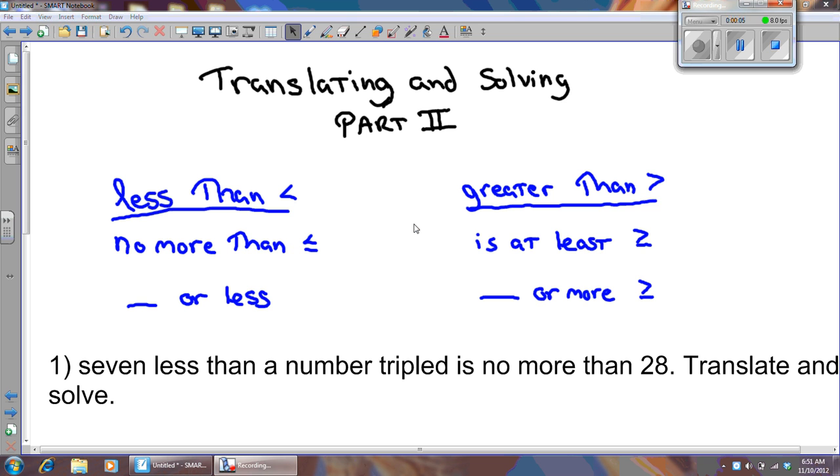We're going to do some more translating and solving again. This is part 2. Before we actually got to the problems, I wanted to review some things. When you see less than, it's usually going to mean a less than symbol. If you see no more than, it's going to be a less than or equal to. And if you see a blank or less, you're not going to see the blank. There's going to be a number there. Like, for example, you might see 5 or less. That's going to be a less than or equal to as well.